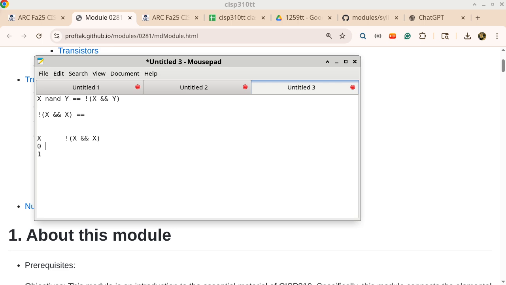So now the question really is, if x is false, what is the negation of x and x? It's going to be true. Okay, very good. And when x is true, what is the outcome of the negation of x and x? It's going to be false.